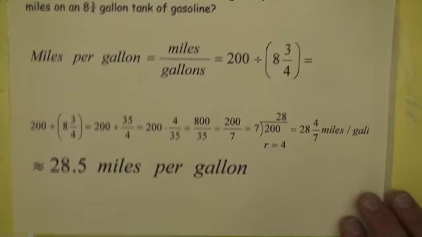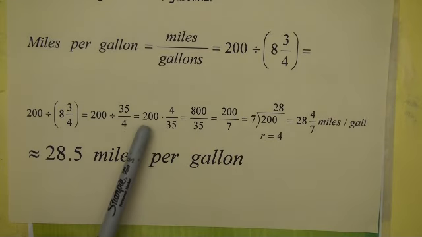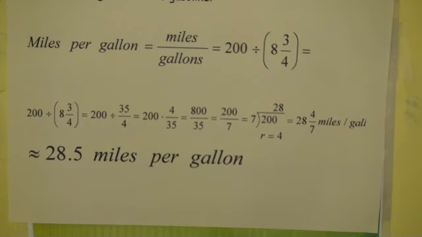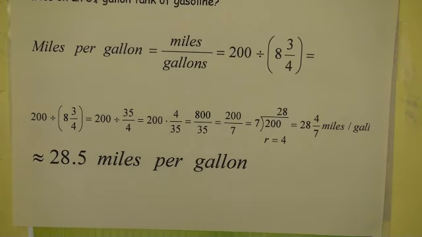So then we just convert the 8 3/4 to the improper fraction. We have 200 divided by 35/4. Then 200 times 4/35 to give us 800 over 35. Then we reduce that, because I divided both numerator and denominator by 5 to give us 200 over 7. And now that gives us 200 divided by 7 is 28, with a remainder of 4, because you end up landing on 196. If you did the long division, you'll see. And then, of course, 28 and 4/7 miles per gallon, which is approximately, that's the symbol, approximately 28.5 miles per gallon.